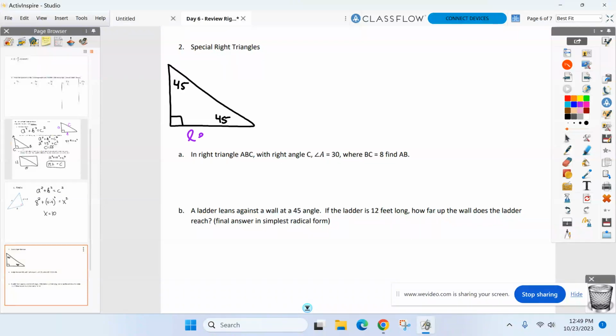Remember, these are called your legs, right? Do you see that both legs are across from an angle of 45? Yeah. So because they're across from the same degree measure, that makes them the same. Both legs are equal. So whatever is across from one is the same as the other. So if 6 is here, this other side is 6.